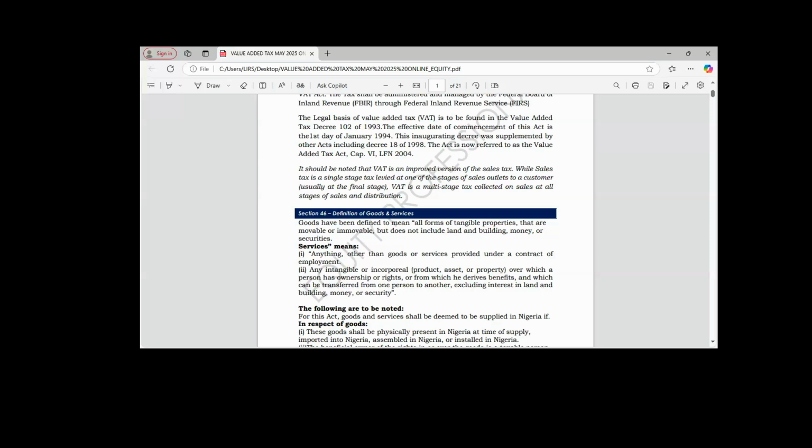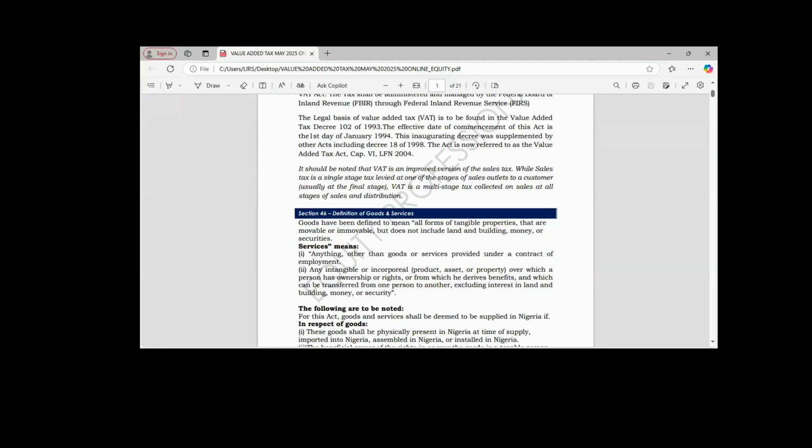Services also include any intangible or incorporeal asset, like goodwill, copyright, patent, or property over which a person has ownership or right, or from which he derives benefit, and which can be transferred from one person to another, excluding interest in land, building, money, or security. So those are what constitute goods and services as far as the Value Added Tax Act is concerned.